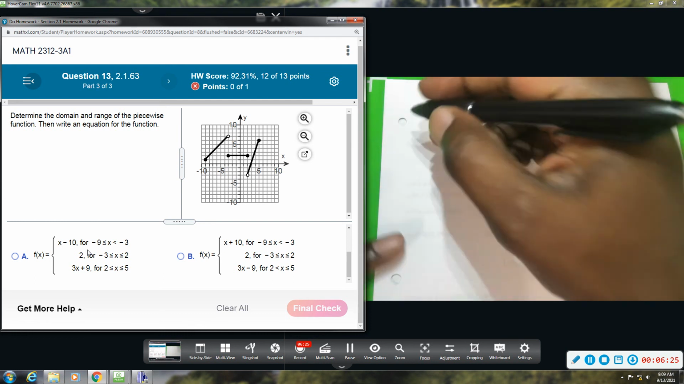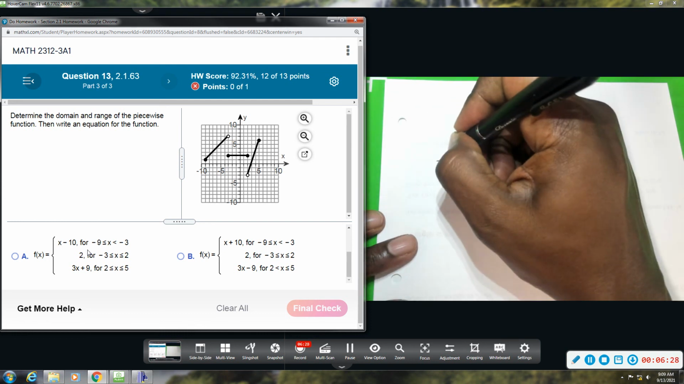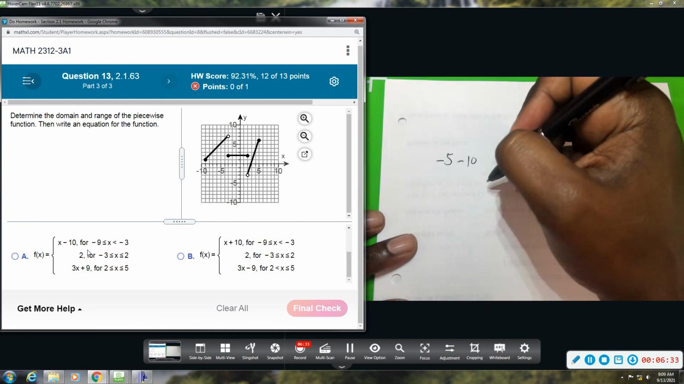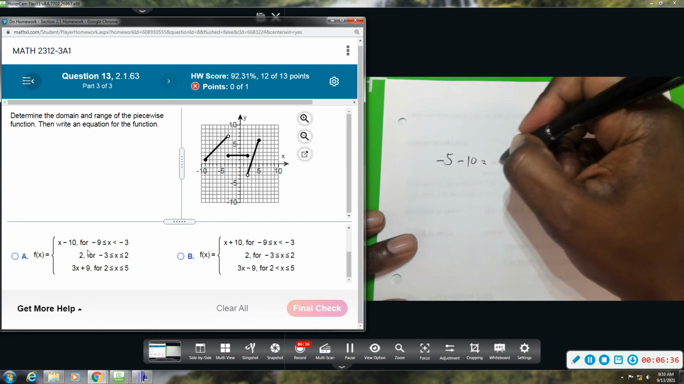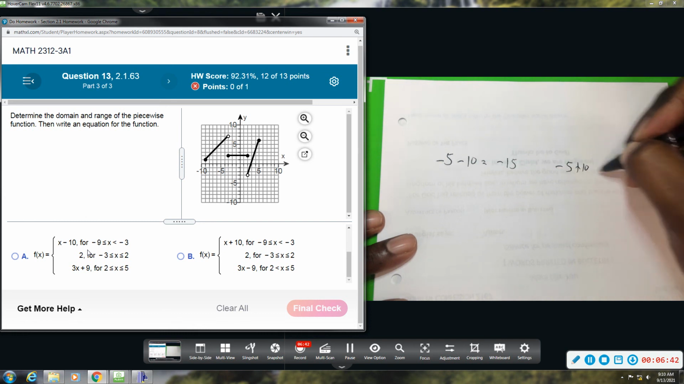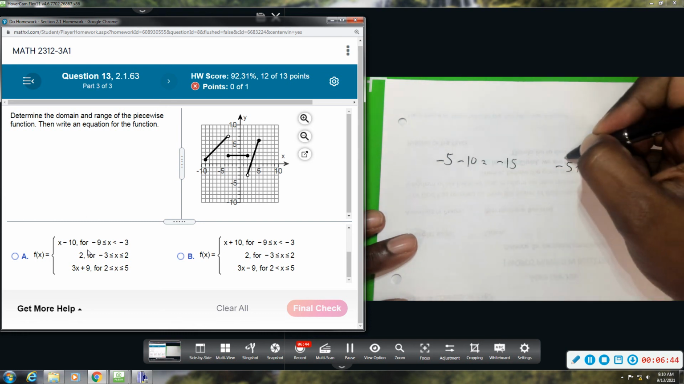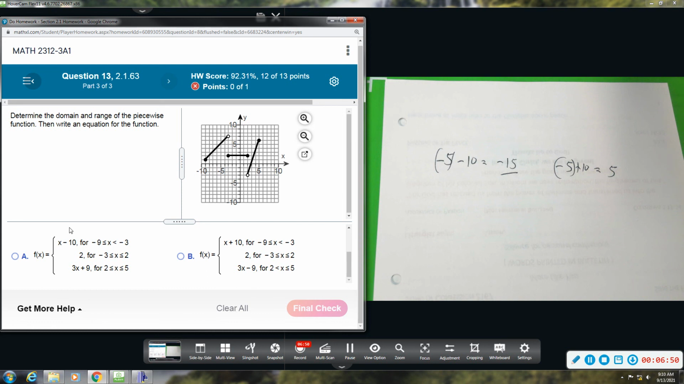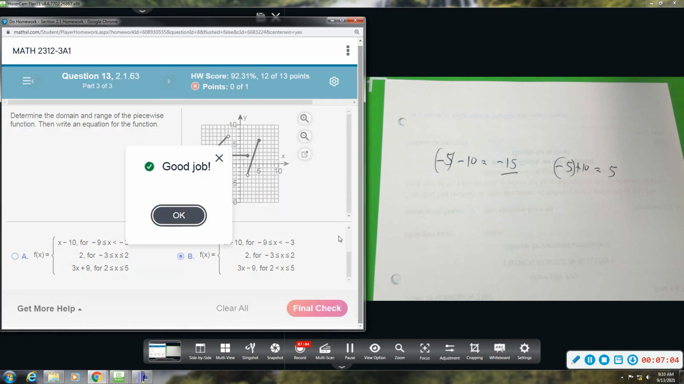So let's do -5, plugging it in for x. I'm trying the A function, so I'm doing -5 minus 10. It gives me -15. And if I were to do it for the other one, -5 plus 10, that would give us 5. So this is the value that I'm plugging in, -5, -15. If I go to -5, this graph is at 1, 2, 3, 4, 5. So this is the one that matches, so it would be answer choice B. Okay, so the best thing to do here is just plug in a number and check.